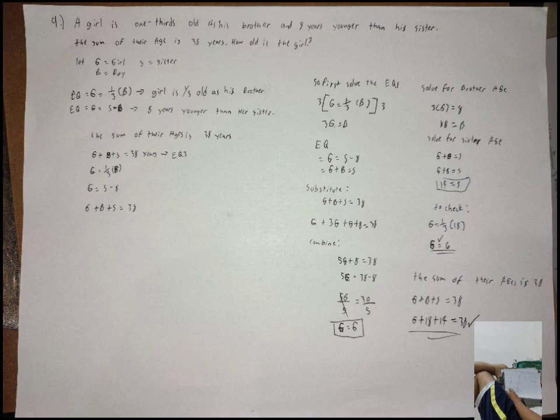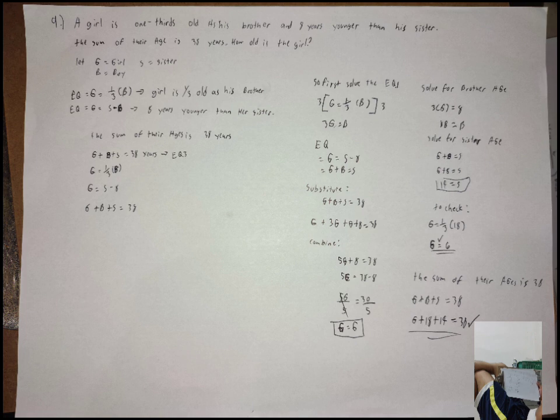So the equation here is girl is equal to 1/3 multiplied by boy. The girl is 1/3 as old as her brother, and equation number 2 is girl is equal to S minus 8, which would be 8 years younger than her sister. So first solve equation number 1. 3 multiplied by girl is equal to 1/3 multiplied by B multiplied by 3. Then 3 girl is equal to B. For the other equation, girl is equal to S minus 8. So 8 plus girl is equal to S.